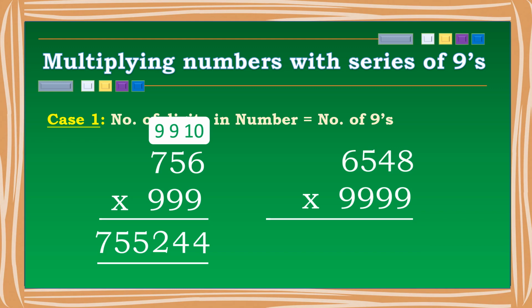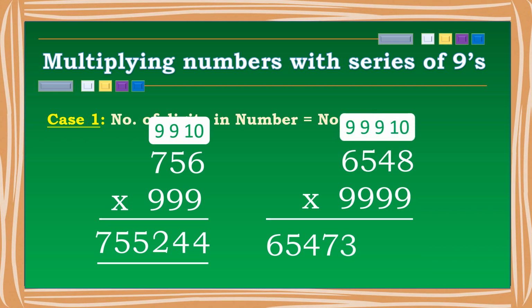6548 multiplied by 9999. First process, 6548 minus 1, 6547. Next, applying all from 9, last from 10. 9 minus 6, 3. 9 minus 5, 4. 9 minus 4, 5. 10 minus 8, 2. That's our answer.